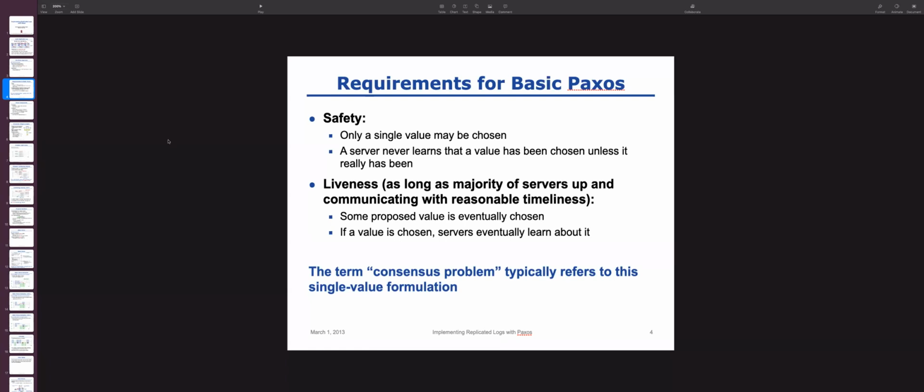So for basic Paxos, they say safety: only one value will be chosen finally. And whatever value is chosen, every server will get to know which value got chosen by all. And there's liveness: as long as a majority of the servers are up, then the majority of servers should be up always. And then the proposed value that one of them sends will eventually be understood by all the servers.